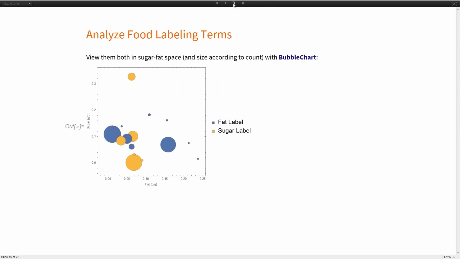Another way to look at them is in 2D nutrient space with a little extra information. Here I'm using a bubble chart to include the size as well, where the size of the bubbles is however many foods match them. So you can see the most common ones are terms like reduced fat and non-fat, for example. And you can see that they spread around a lot in fat space and not quite so much in sugar space, it seems, with sweetened being the most, which is perhaps not surprising.